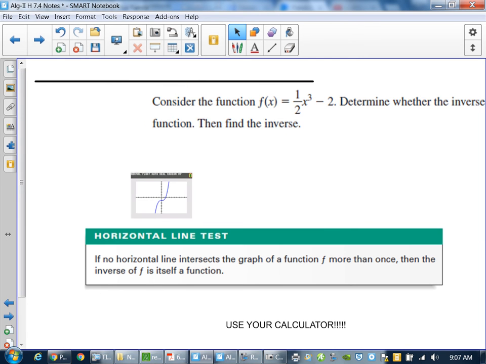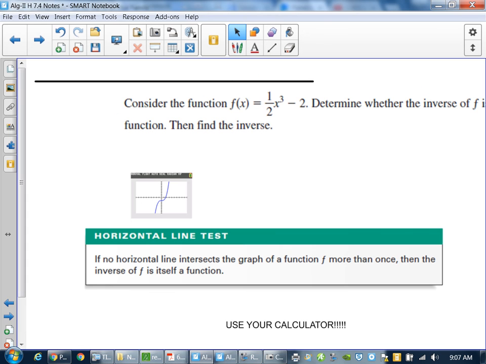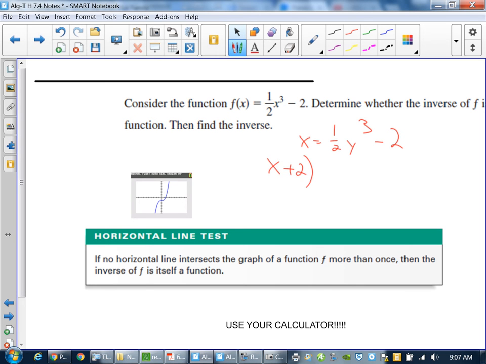So here, by flip-flopping x and y, we have x equals 1/2 y cubed minus 2. So you get x plus 2 times 2, and then it's a cube root. So you get the cube root of 2x plus 4 as the inverse function. If you wanted to be so crazy as to throw that in the calculator, then you could see that those two graphs are symmetrical about the line y equals x.